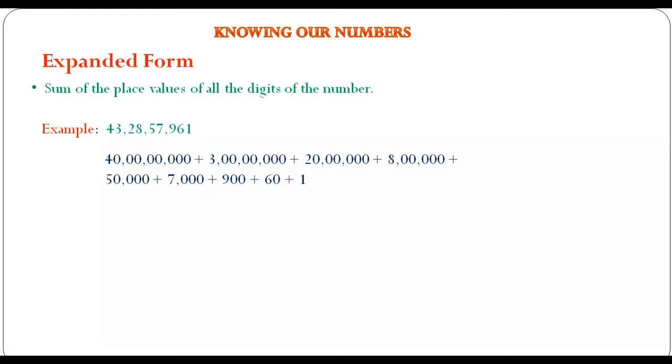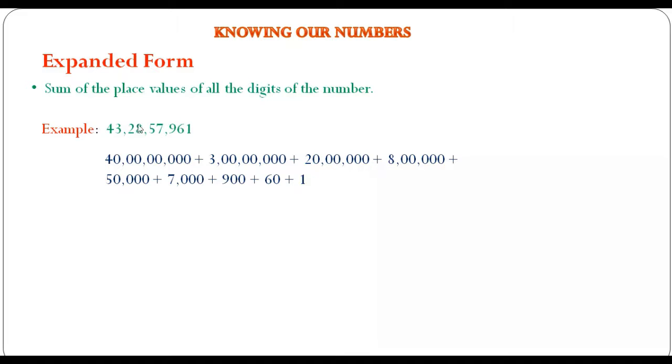So 4 into 10 crore, that is 40 crore. So here 40 crore is written, right? Then plus, because we have to sum the place values. Now the place value of 3: 3 is at crores place, so the place value is 3 into crore, that is 3 crore. So see, 3 crore is written here. Then again plus 2. 2 is at 10 lakhs place, so 2 into 10, that is 20 lakh. So 20 lakh is written.